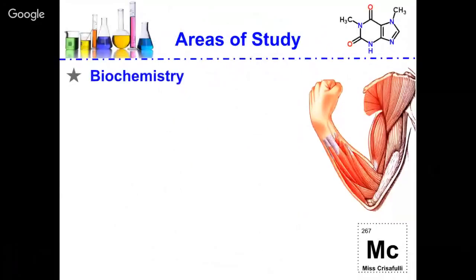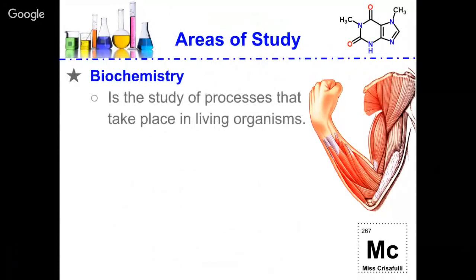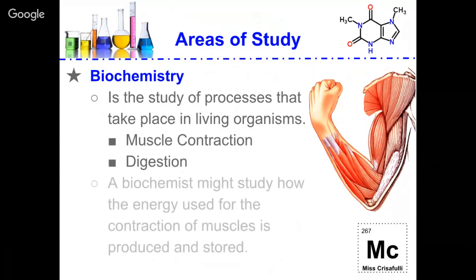Another area of study is biochemistry. Biochemistry is the study of processes that take place in living organisms. So muscle contraction or digestion would be something that a biochemist would study. And they also might study how the energy used for contracting the muscle is produced and stored.